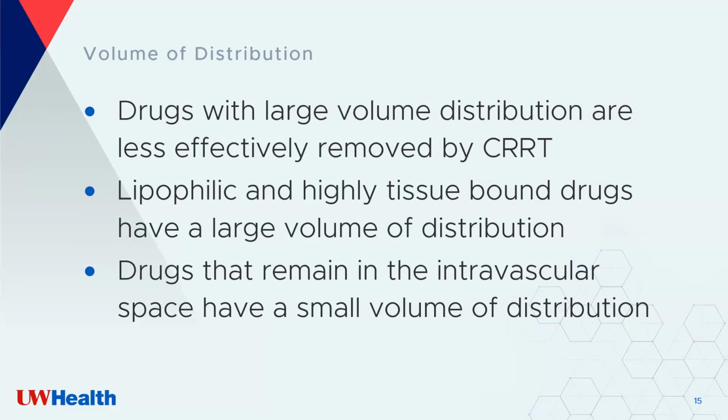The volume of distribution, as I said, critically ill patients may have an altered volume of distribution that may be even affecting their clearance of drugs. Drugs that do have a larger volume of distribution are less effectively removed by CRRT. So this includes drugs that are lipophilic and highly tissue-bound drugs, as they're receiving less exposure to the filter membrane, so they're not able to be as cleared as efficiently as drugs that are remaining in the intravascular space and do have that exposure to the filter membrane and are able to be cleared.